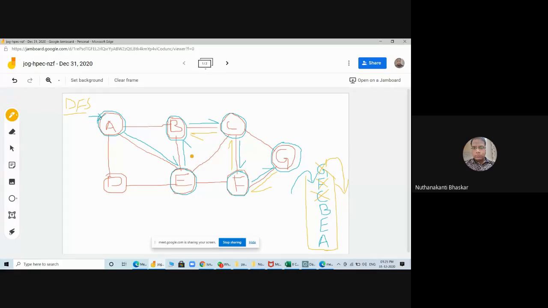Yes, sir. Respond quickly. Now from B, is there any unvisited adjacent node for B? No, sir. If it is no, what should we do? Backtrack and pop the top. Here B to E. Now we move to E. Correct.